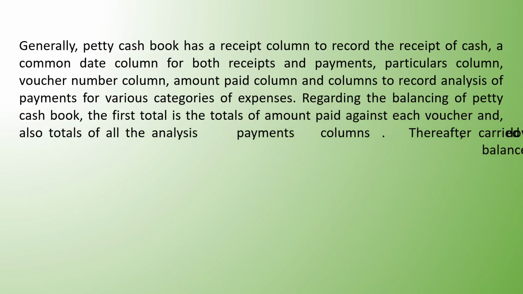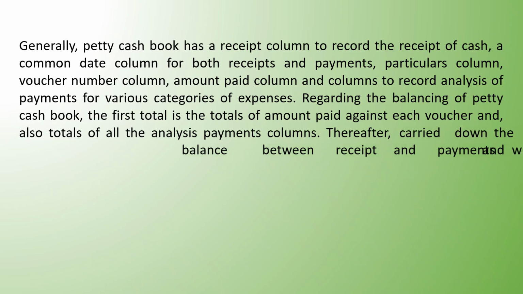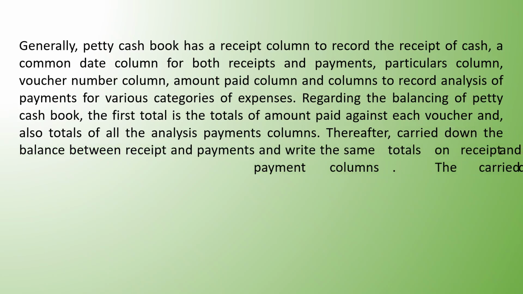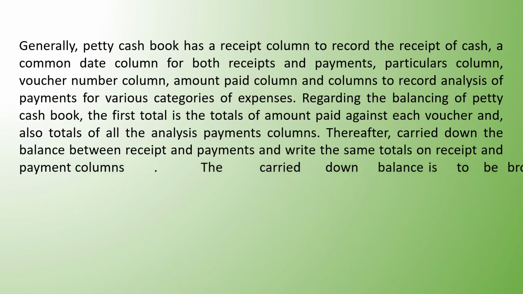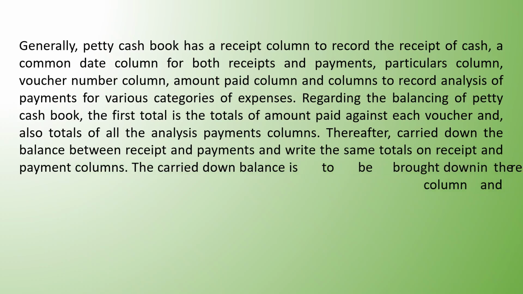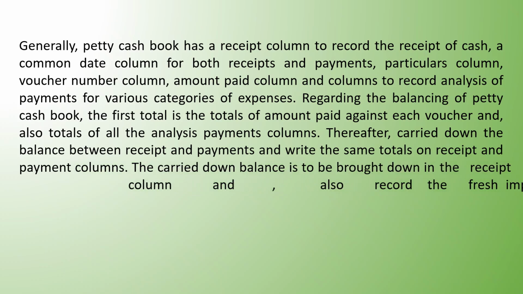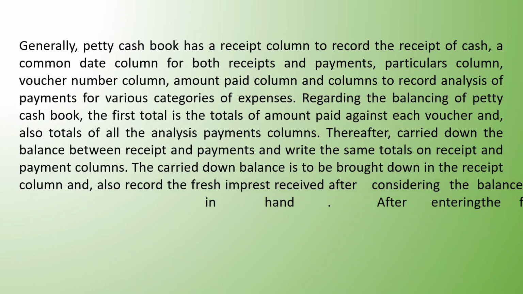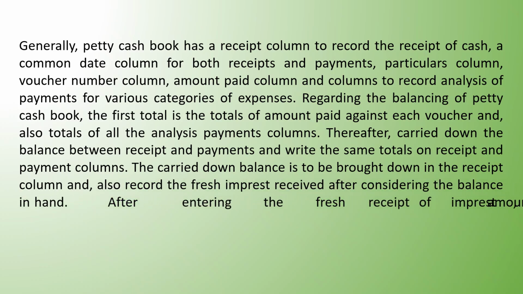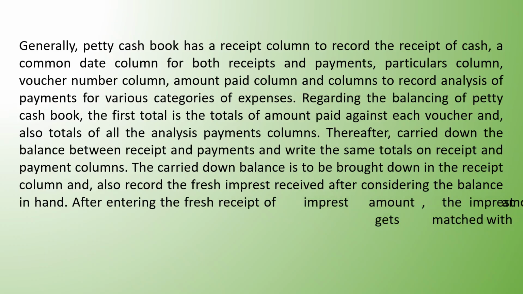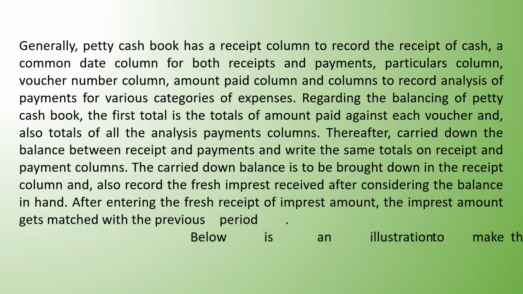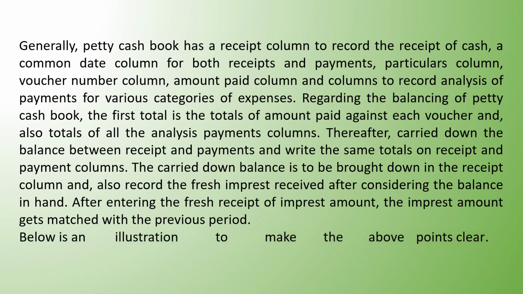Thereafter, carry down the balance between receipts and payments and write the same totals on the receipt and payment columns. The carried down balance is to be brought down in the receipt column, and also record the fresh imprest received after considering the balance in hand. After entering the fresh receipt of imprest amount, the imprest amount gets matched with the previous period. Below is an illustration to make the above points clear.